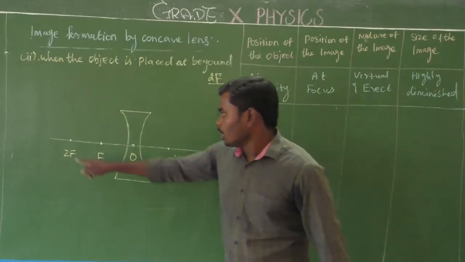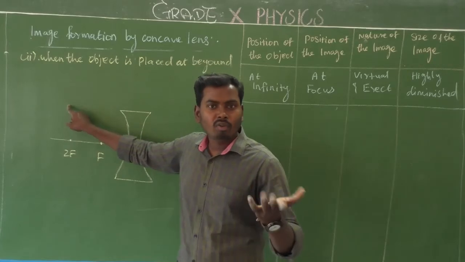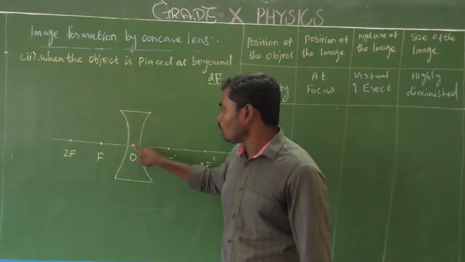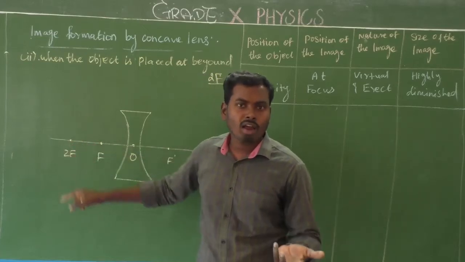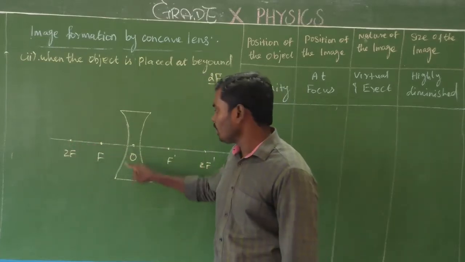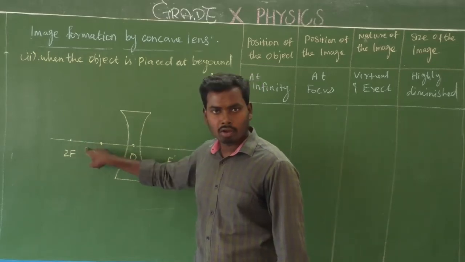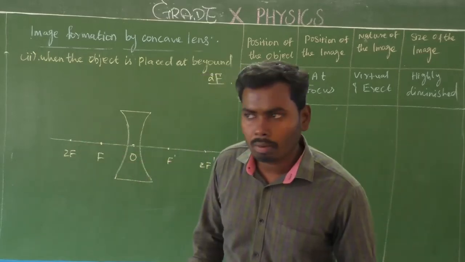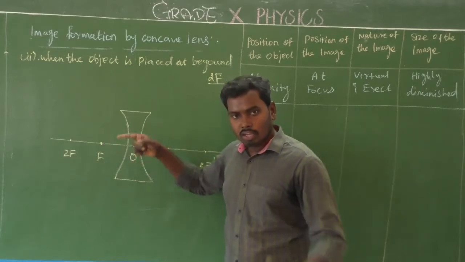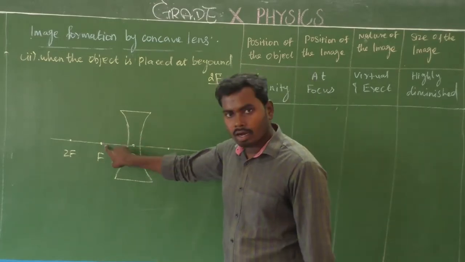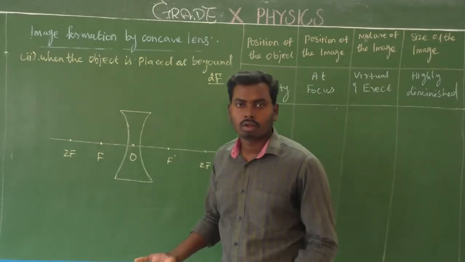Which means if you place the object beyond 2F, where will the image be formed? Between O and F. If you place the object at 2F, where will the image be formed? Same, between O and F. If you place the object between F and 2F, the image will be formed between O and F, which means here. If you place the object at F, the image will be formed between O and F. That is a concept.